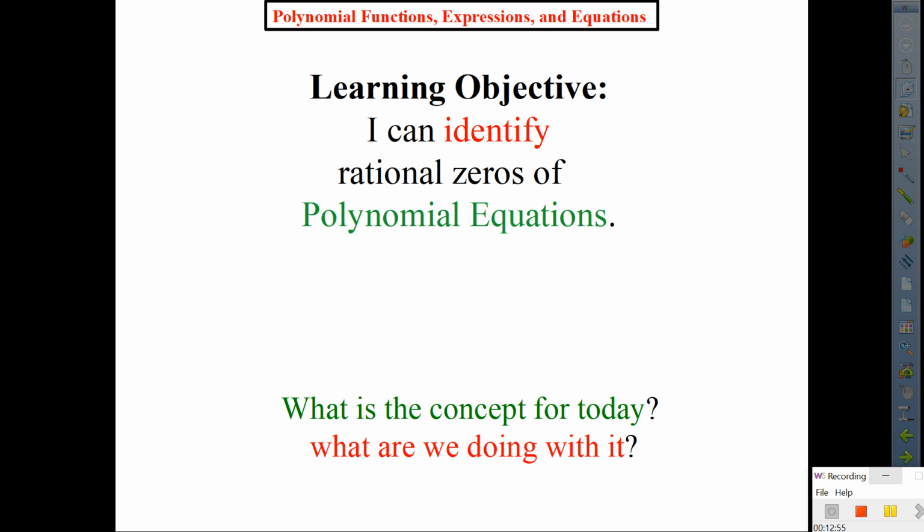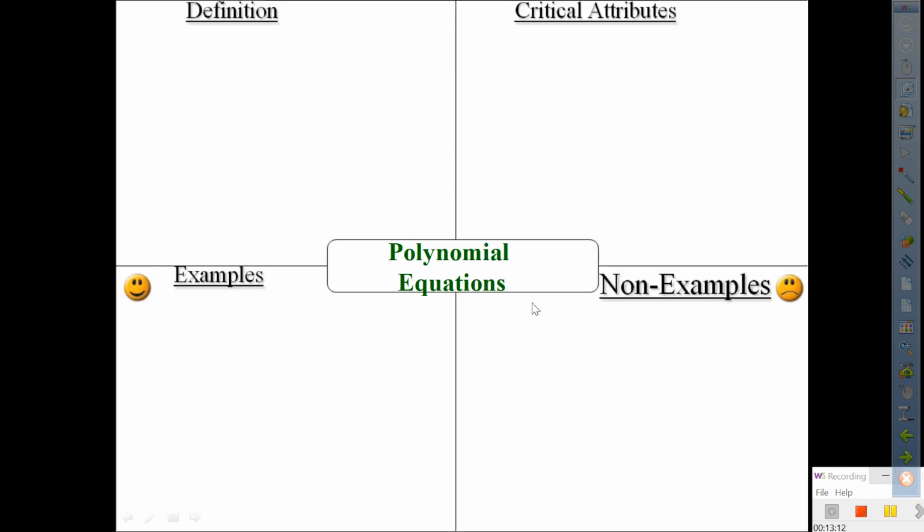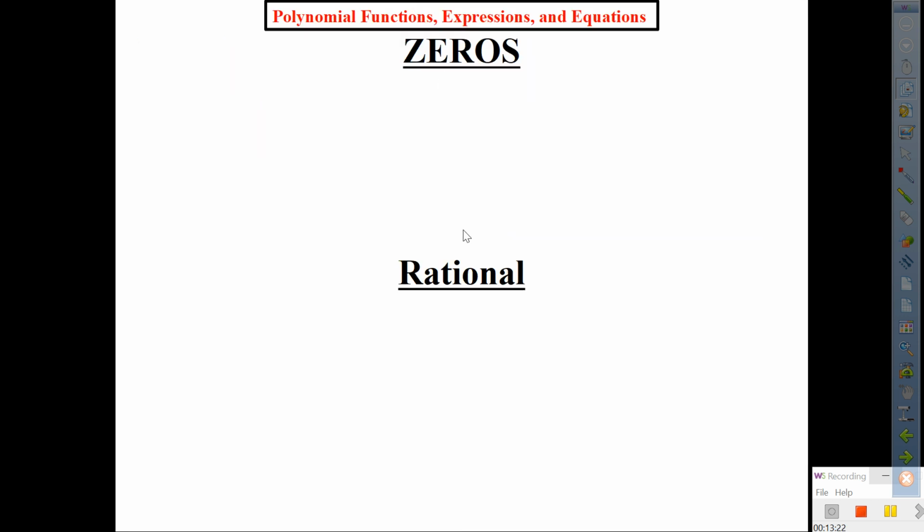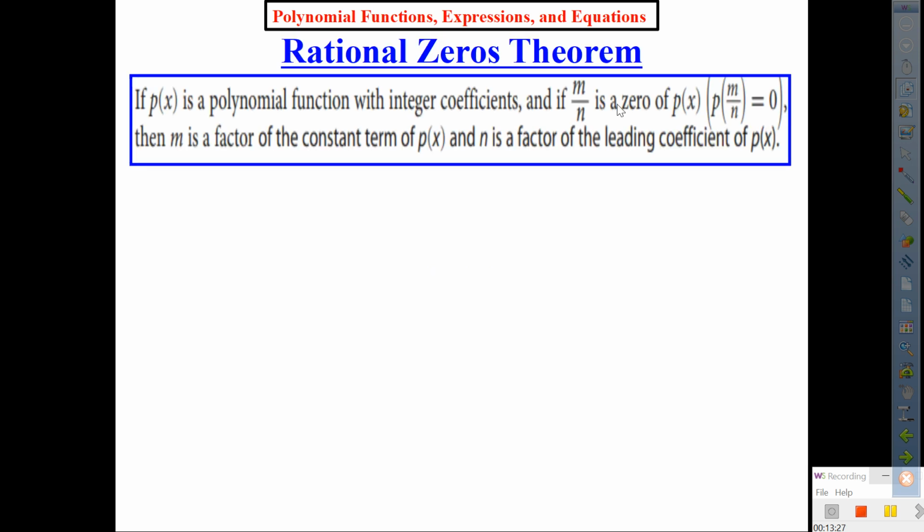Are we on the same concept? Yes, polynomial equations. Do we need to fill out the fair amount? Oh, no. By now we should know that they are two variable equations made up of polynomials. There they are. Non-examples, hashtags. We got that. From there we talked about zeros and rational zeros, yes? We talked about the theorem. The theorem was that you get the constant, leading coefficient, make a fraction, get all the factors of that, and start trying to find your zeros from there.